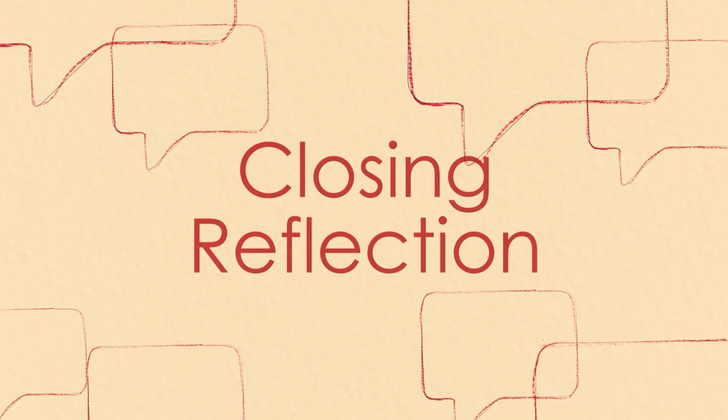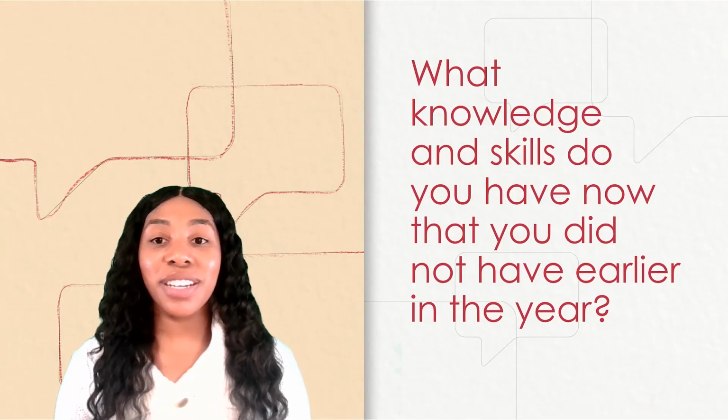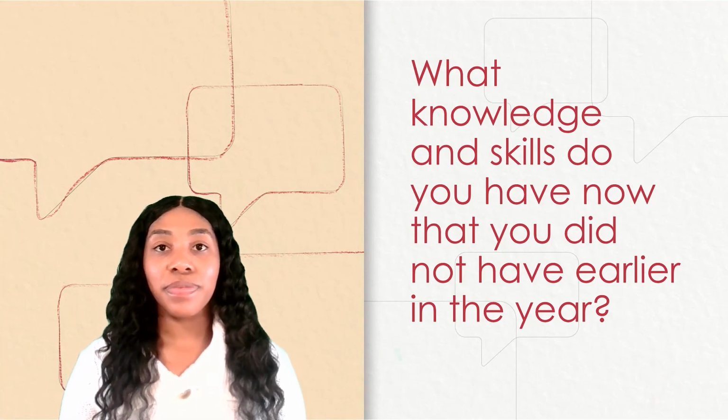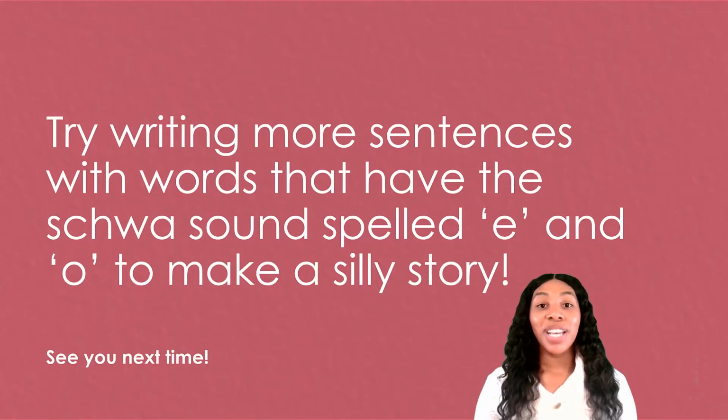Closing reflection. What knowledge and skills do you have now that you did not have earlier in the year? Try writing more sentences with words that have the schwa sound spelled E and O to make a silly story. I am so proud of how much you've grown throughout this year, and I can't wait to see you next time.